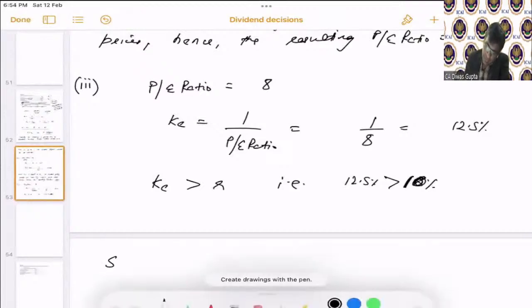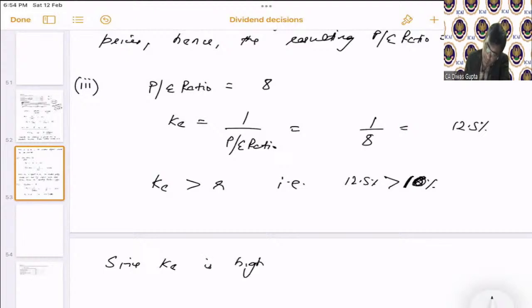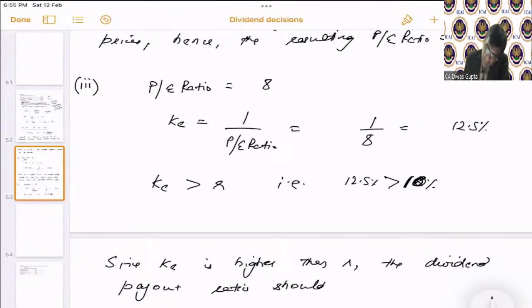Now, since KE is higher than R, the dividend payout ratio should be 100% in such a case. Right, students?